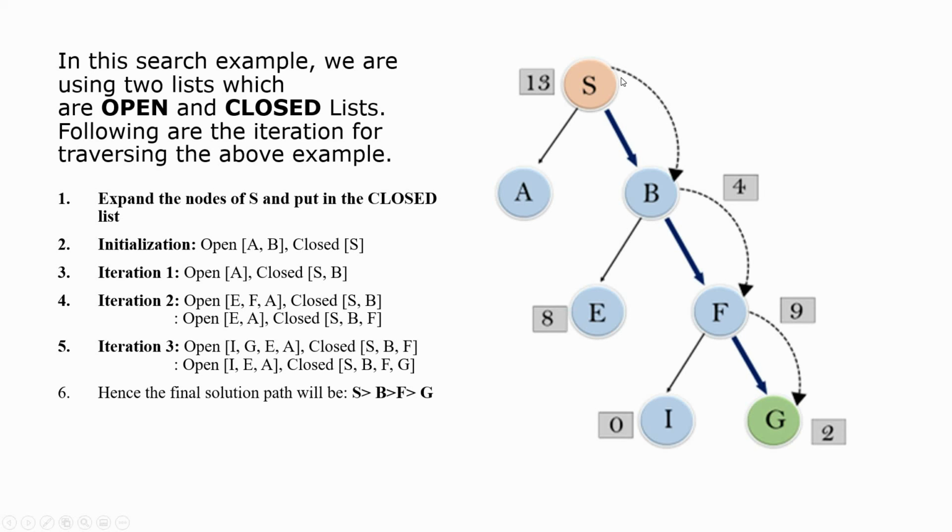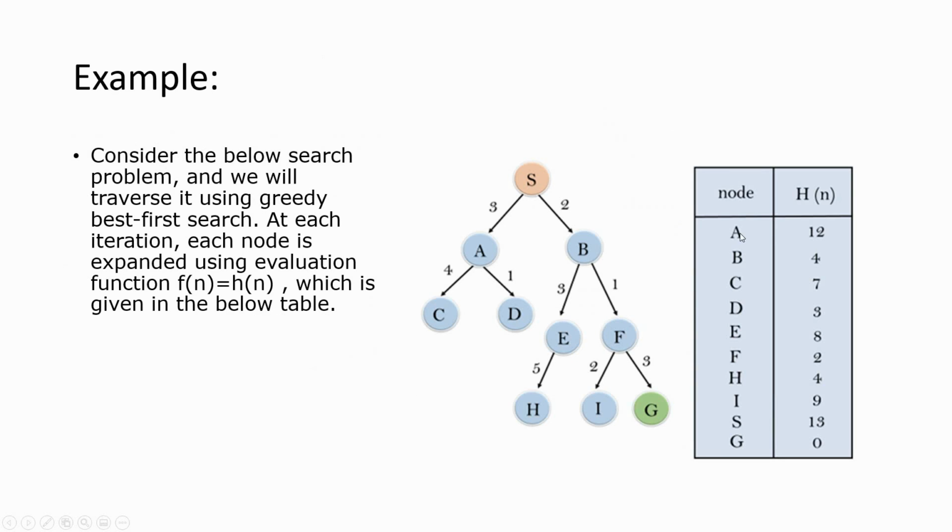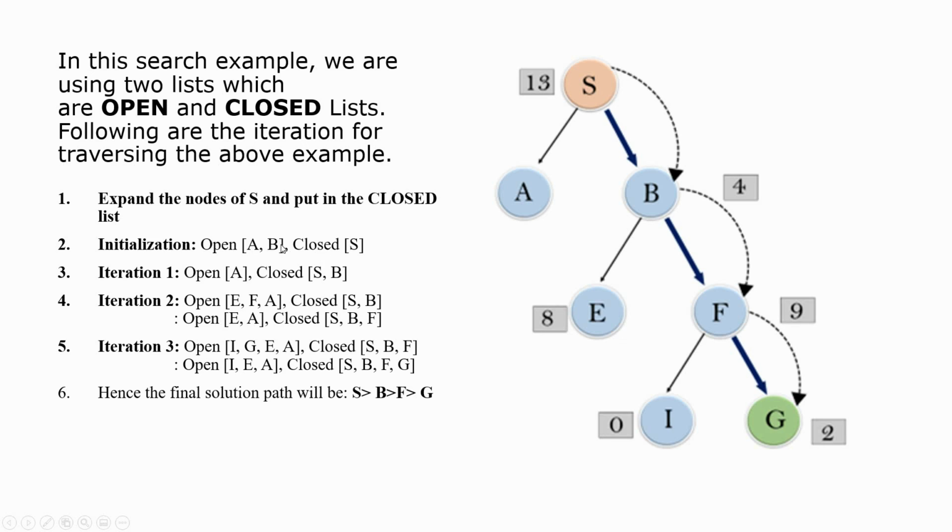So S, the starting node, will be put into the open list automatically, and then it will be put into the closed list. Then we have to locate the successors of S, which are A and B, and they will be put into the open list. Then by referring to the table, we have to choose the node with the lowest h(n) value, which is B. So B has a lower value than A, and thus B would be put into the closed list. So iteration 1 will have open list only A, and closed list will be S and B.